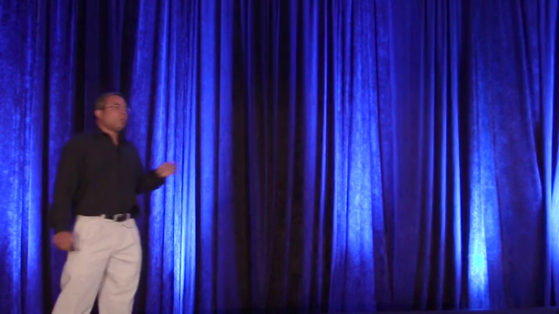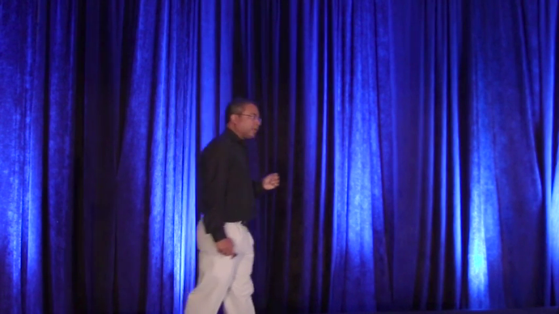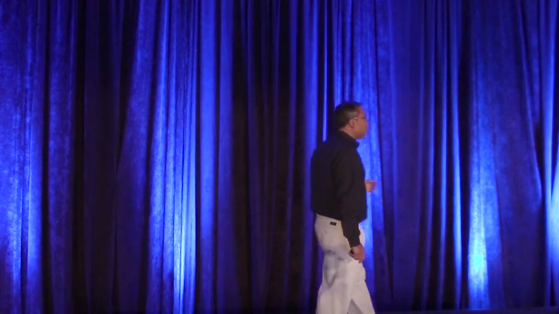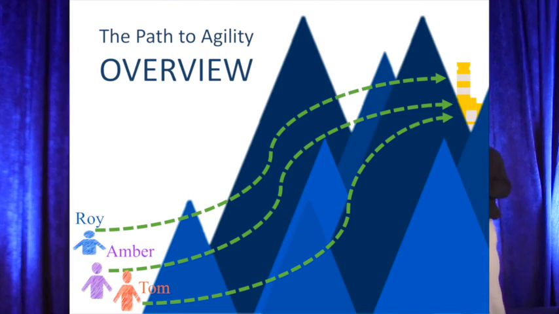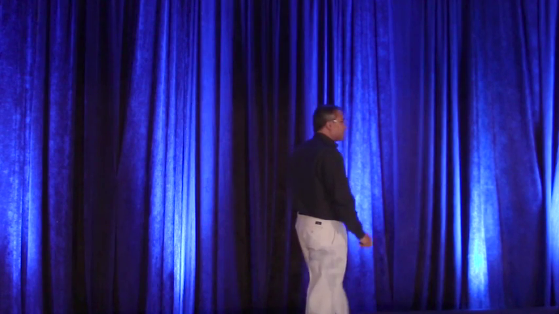They say, okay, well, we have these Agile projects out there. Let's go out and take a look at some of the frameworks, and then we're going to go along this path to agility. We have this goal to cut time to market by 50%. We're at different levels of the organization. We have Tom at the team level, we have Amber at the PMO level, and we have Roy at the executive level.